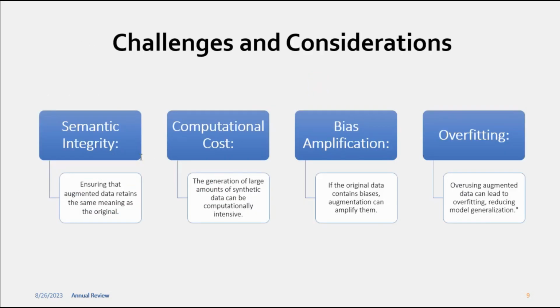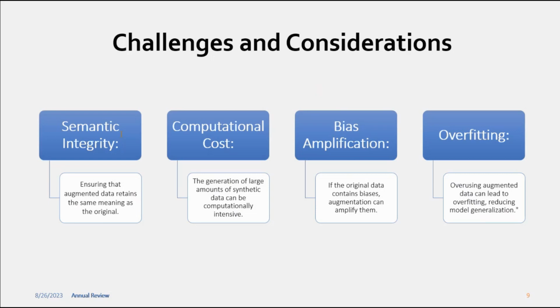Talking about that, there are some challenges that we might face during this data augmentation process. First is semantic integrity. It means ensuring the new data we create during augmentation still carries the same meaning as the original data. We don't want to change the message behind it. Then computational cost. This is about resources like computer power and time needed to create new data, and augmentation can usually be heavy on these resources, especially when dealing with a lot of data.